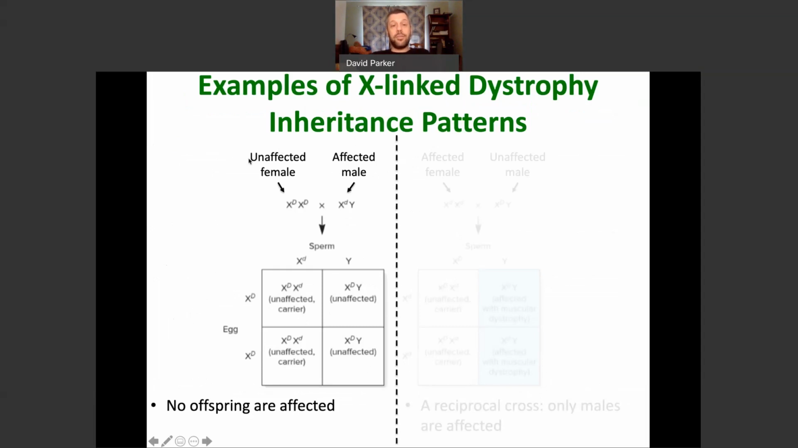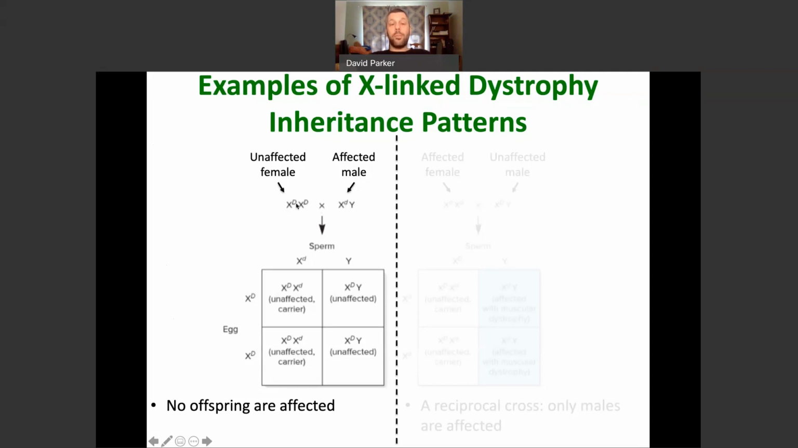Here is an unaffected female and an affected male carrying a disease allele on his X chromosome. She has two normal X chromosomes, both with a capital D. This is Duchenne muscular dystrophy, capital D being the dominant version of this allele. Here is an affected male who has muscular dystrophy. He has the little d version of the dystrophy gene, and he has a Y chromosome because he's a male.